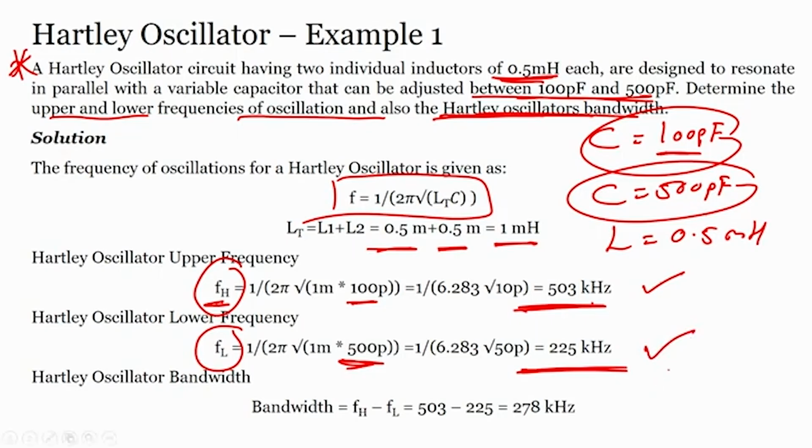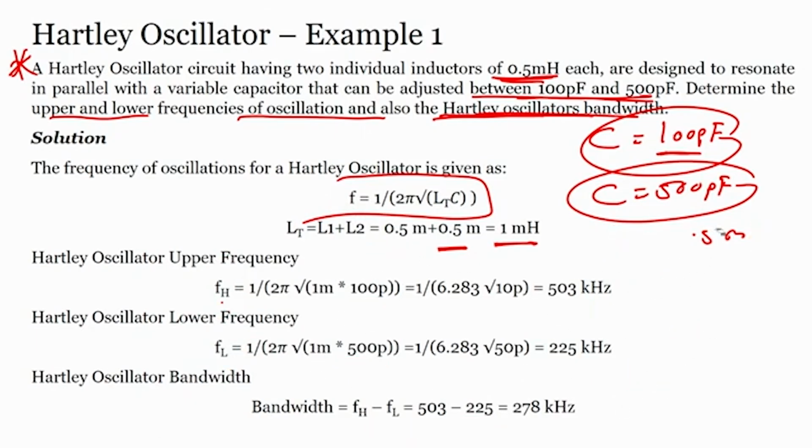If I know Fh and Fl, my bandwidth is nothing but Fh minus Fl. So, 503 kilohertz minus 225 kilohertz gives me 278 kilohertz. An easy example, the solution is super simple. You should be able to do it at home without any problem.